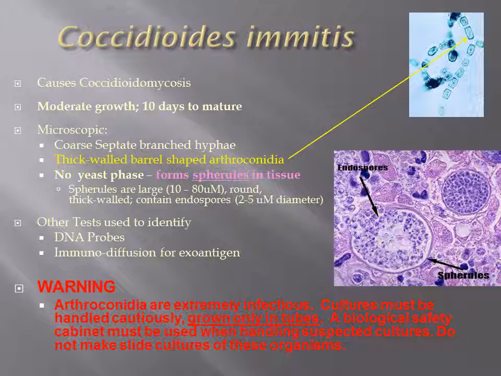There's no yeast phase for this organism, but when it's at 37 in the human body, it forms a spherule. These spherules are large, round, thick-walled, and inside you can see the endospores. In today's world, it's good. We have other ways to diagnose this guy other than culture. There are some DNA probes available, and we can also do immunodiffusion for the antigen.